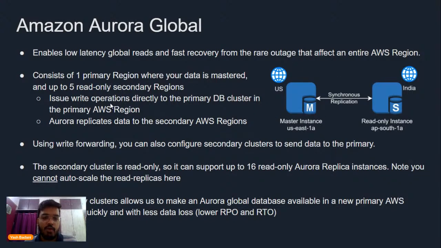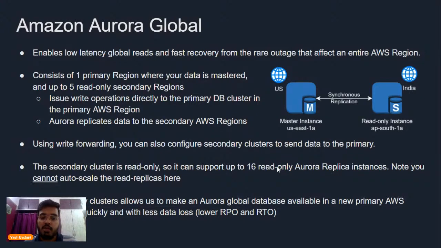And you of course issue write operations to your primary master instance. You cannot issue writes into these read-only instances. But what Amazon Aurora Global offers you is that you can also forward your writes from a read-only instance to a master instance. Okay. So as I mentioned, the secondary cluster is read-only, and it supports 16 replicas instead of 15.